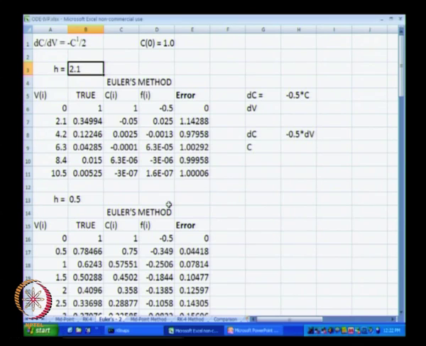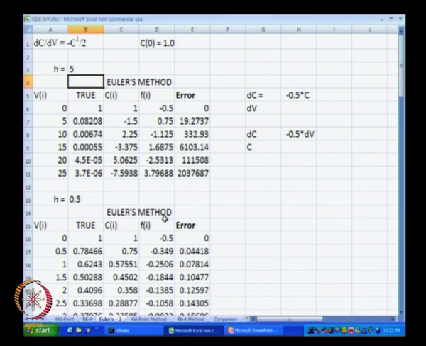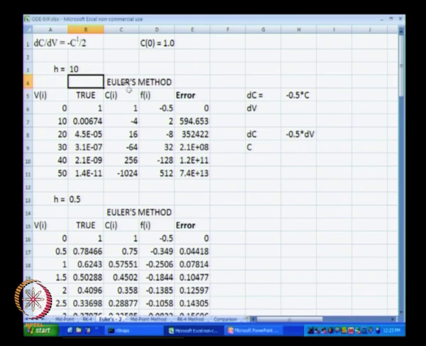Now let us say if h equal to 4, what happens? We get the value oscillating at 1, minus 1, 1, minus 1, 1, minus 1 and so on. Now if h is increased to 5, there is an interesting thing that happens. It is 1, minus 1.5, 2, minus 3, 5, minus 7, and now when I increase h to 10, see what is happening: 1, minus 4, 16, minus 64, 256, 1024.